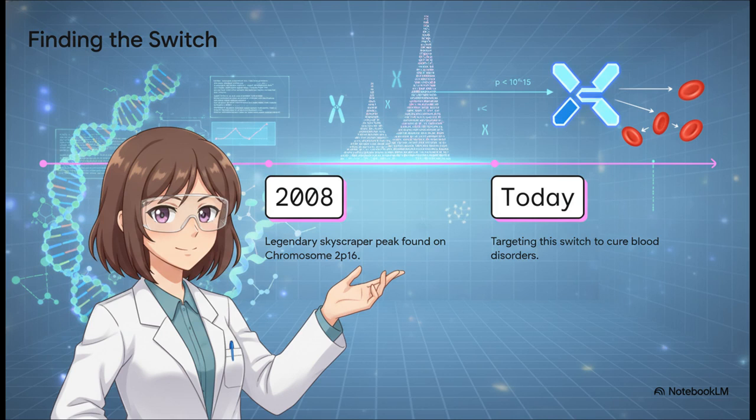Pre-2008, scientists were desperately seeking the master regulator of fetal hemoglobin, basically the key to potentially curing conditions like sickle cell. Then, in 2008, researchers ran a GWAS and saw a legendary skyscraper breakthrough on chromosome 2p16. The statistical significance of this peak was less than 10 to the power of minus 15. I mean, it absolutely shattered our strict threshold. Today, our entire field is focused on targeting this very specific genetic switch to permanently cure blood disorders.